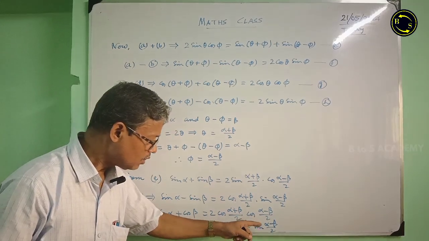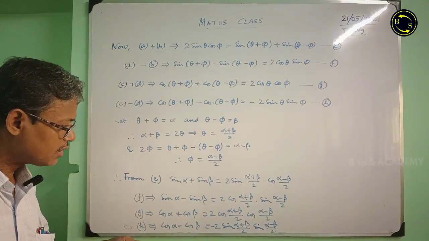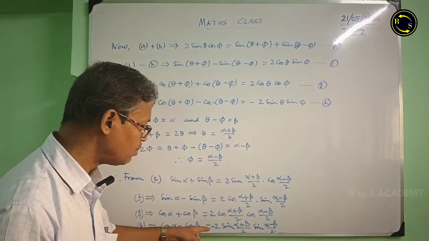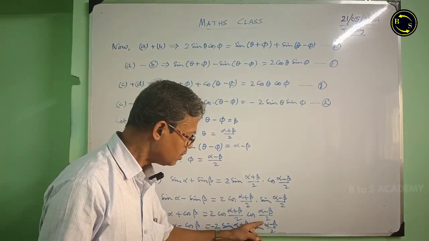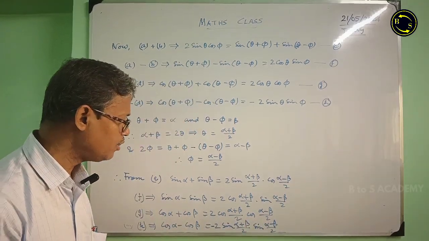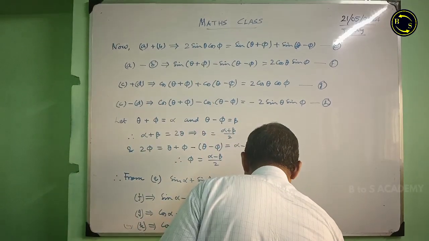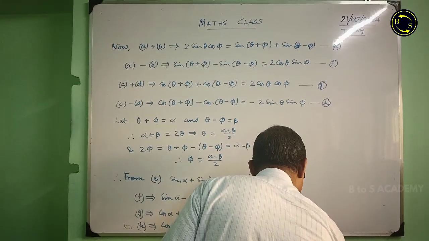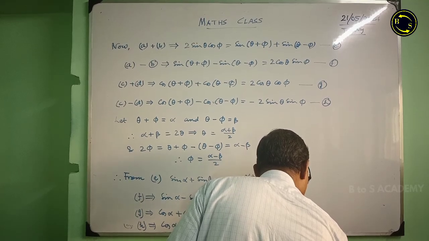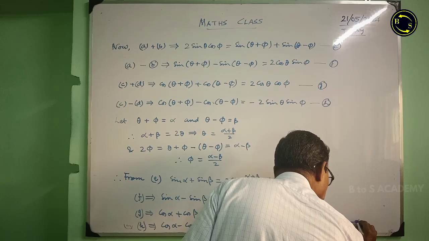Now, if I write alpha minus beta by 2 as beta minus alpha by 2, actually we can take this minus sign inside this one, sin of alpha minus beta by 2, as sin of minus theta is equal to minus sin theta. Therefore, we can write that 2 sin alpha plus beta by 2 into sin of beta minus alpha by 2.